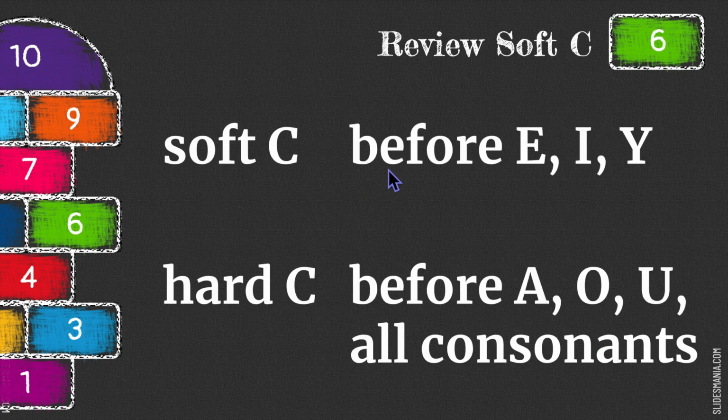Now, if we have a letter C in a word and it comes before an E, I, or a Y, then we always use the soft C sound of S. If the letter C comes before an A, O, or a U, or any consonant, then we use the hard C sound of K.